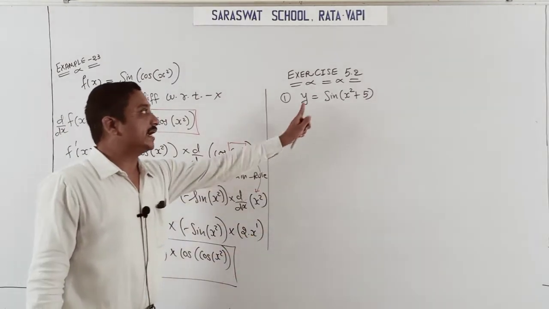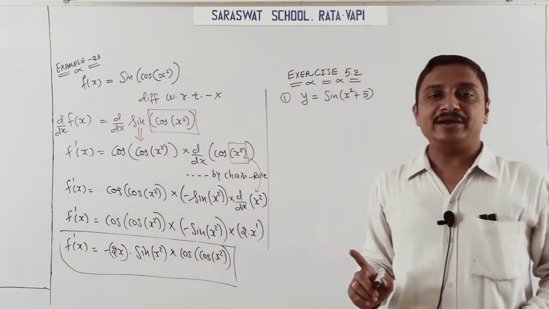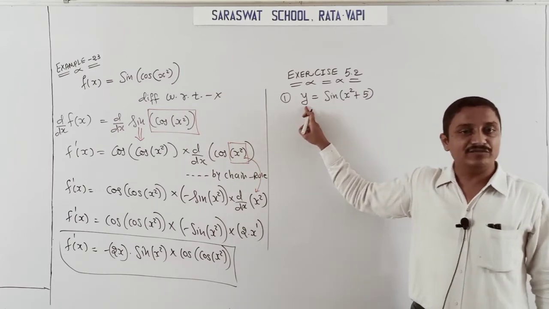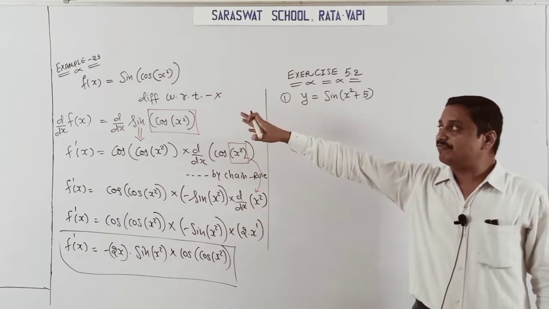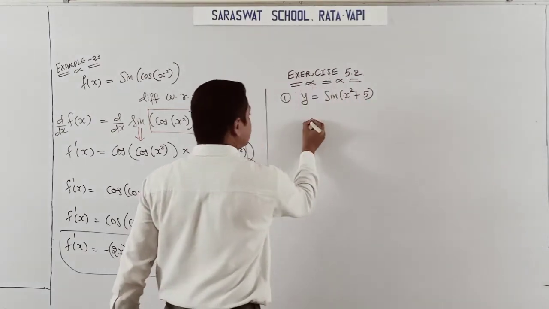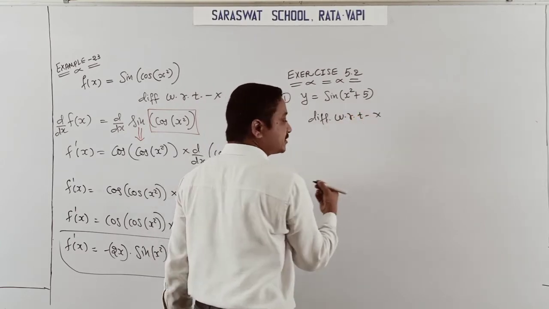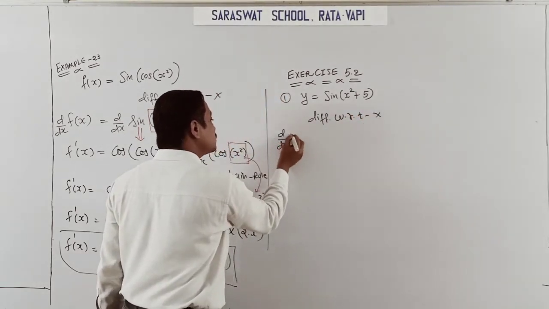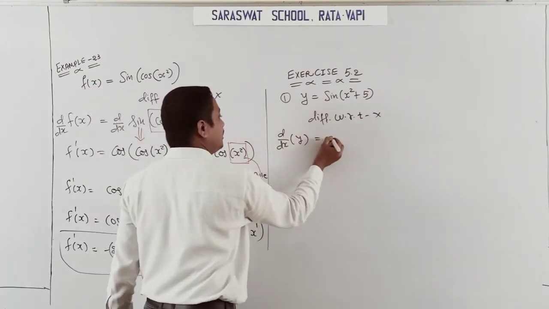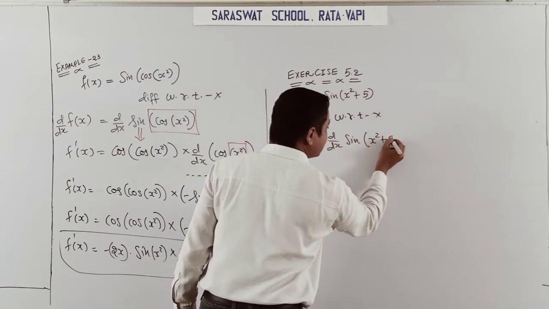Now I go to exercise 5.2, first question. The derivative is asked with respect to x, and the question is given in y form. Students, y and f of x are the same. So here start differentiation with respect to x. So dy by dx of y, it is dy by dx, and here dy by dx of sine of the same.